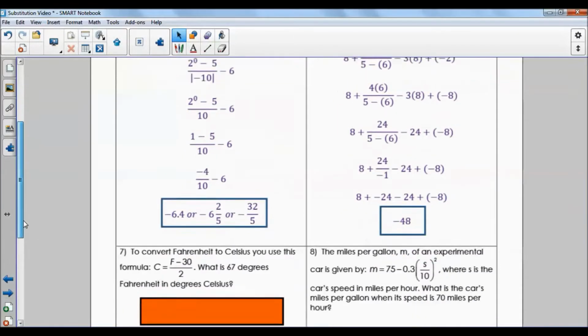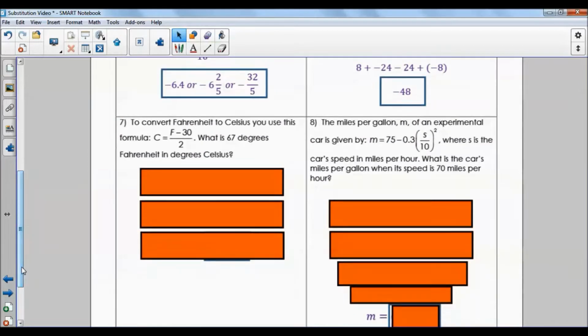Okay. The next ones are a little bit different. They're actually formulas, and we're going to be using a lot of formulas when we get to our surface area and volume unit, so it is coming up. Okay, so the first one, to convert Fahrenheit to Celsius, you use the formula C equals F minus 30 over 2. If it is 67 degrees Fahrenheit, so that's going to go in for F. They want to know what's the degrees in Celsius.